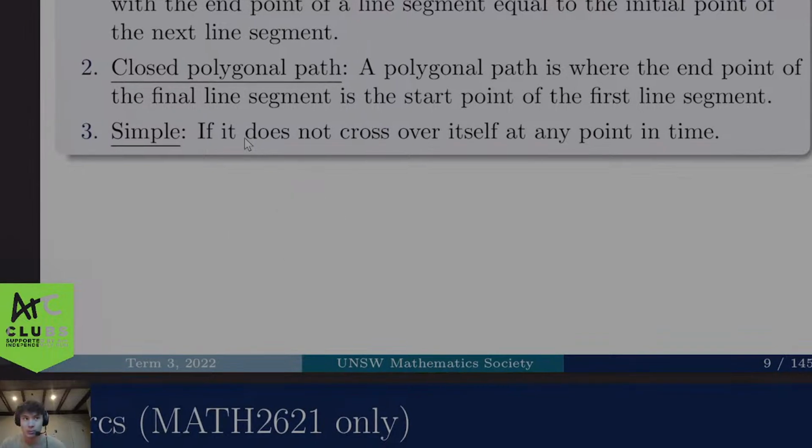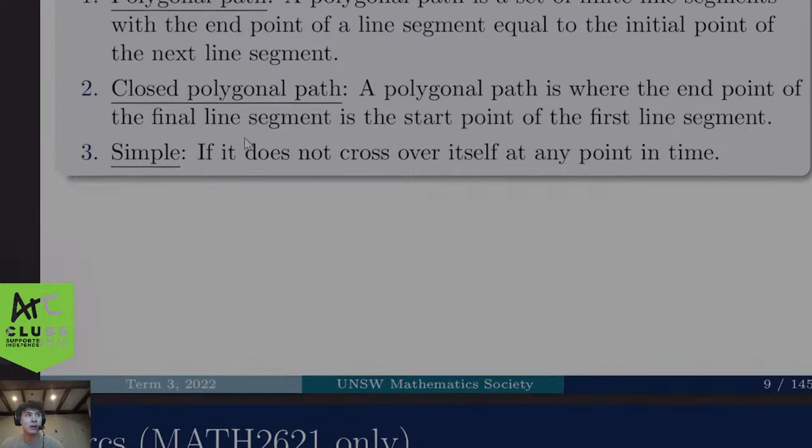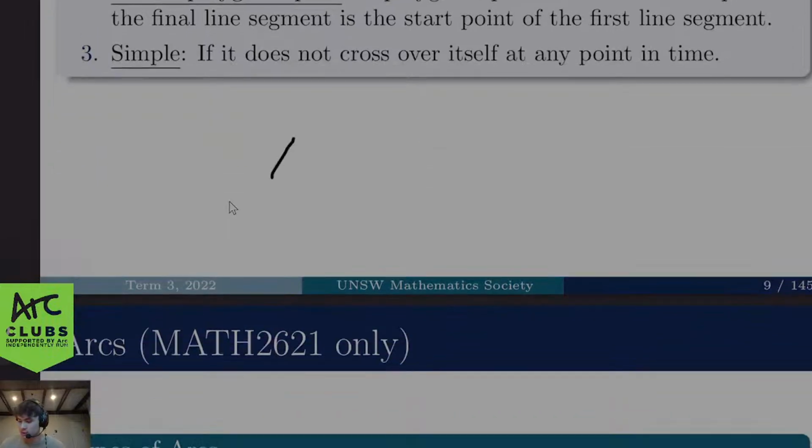And finally, simple. So if it does not cross over itself at any point in time, then it's simple. So, you could take some curve like this. It crosses over itself, okay, which makes it a non-simple curve, okay?